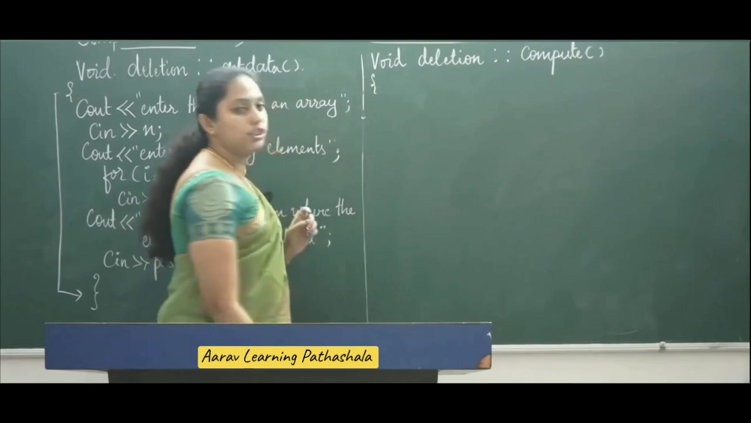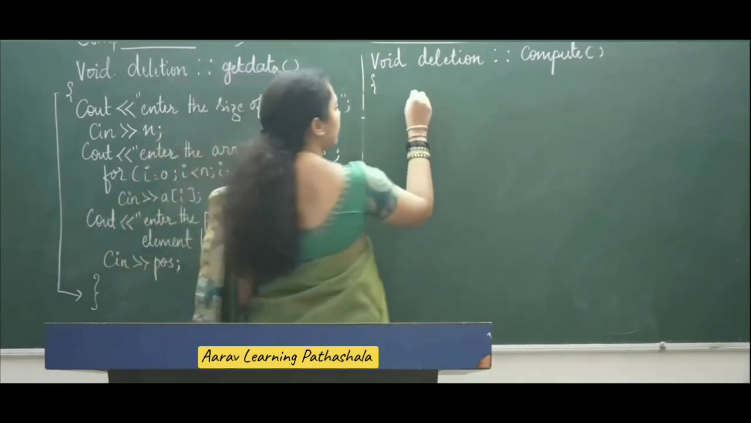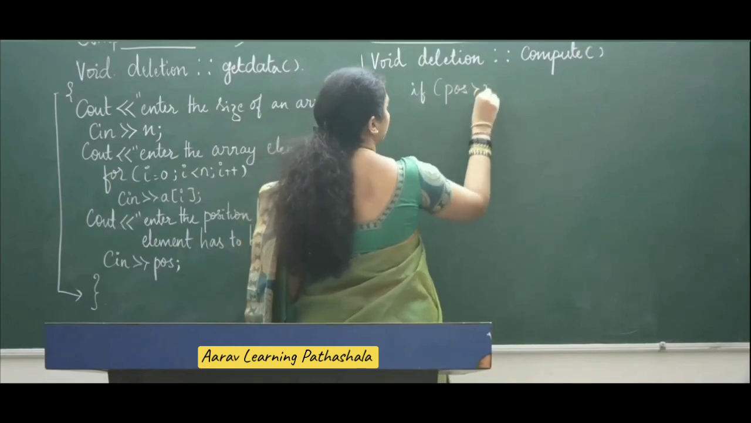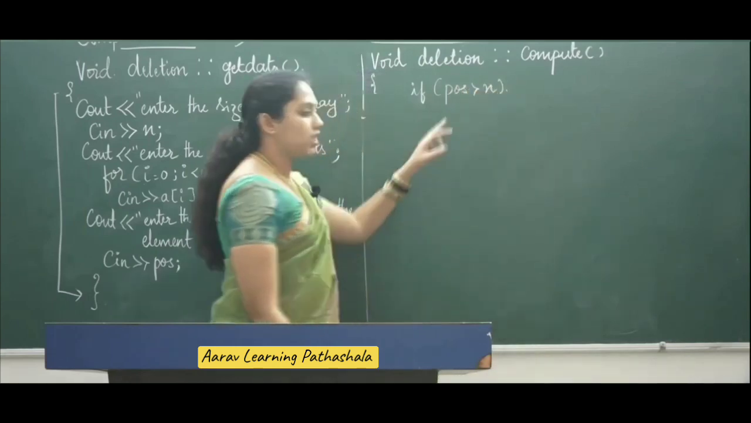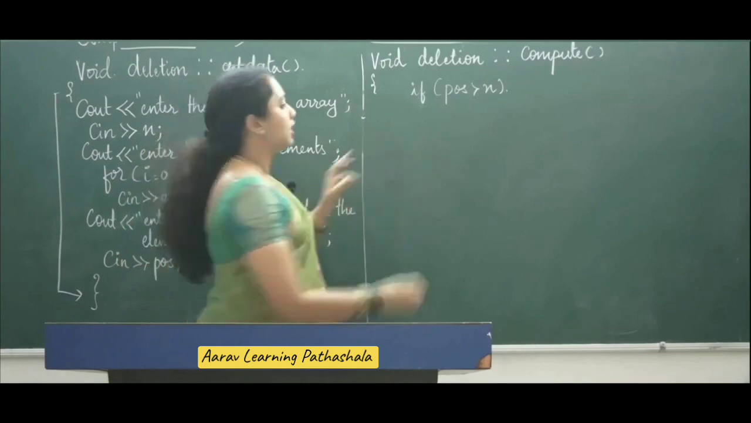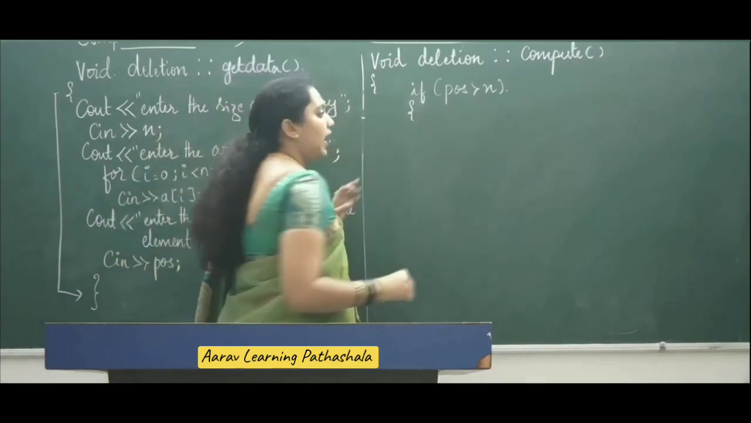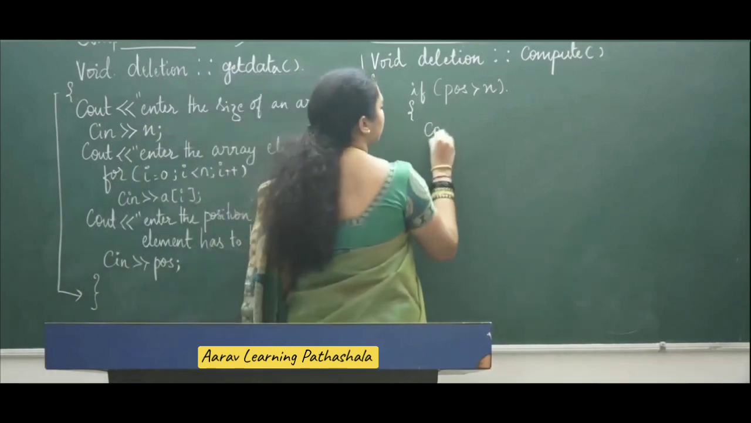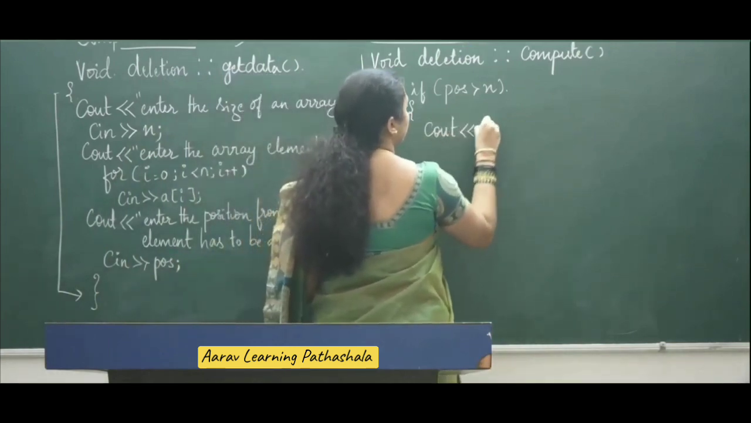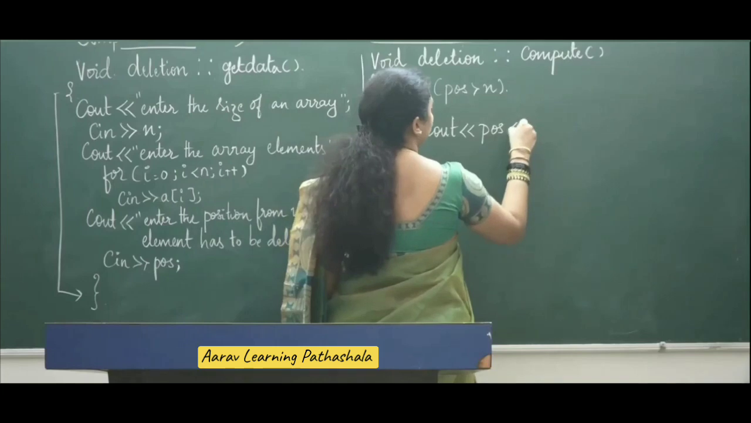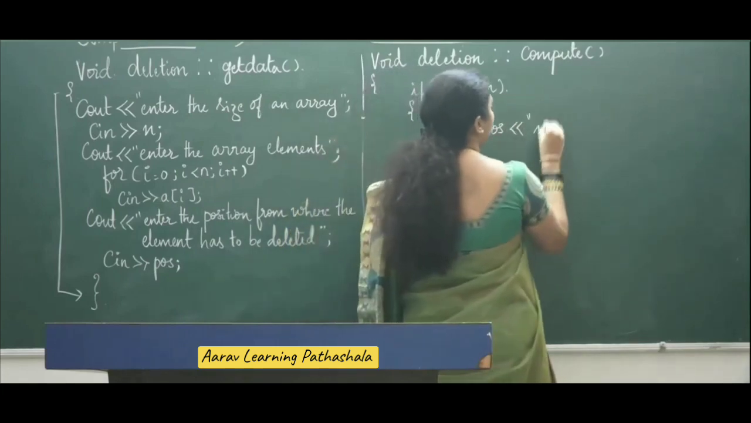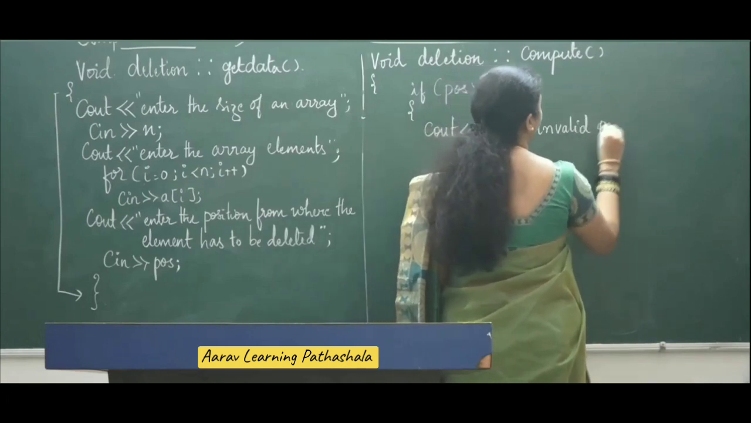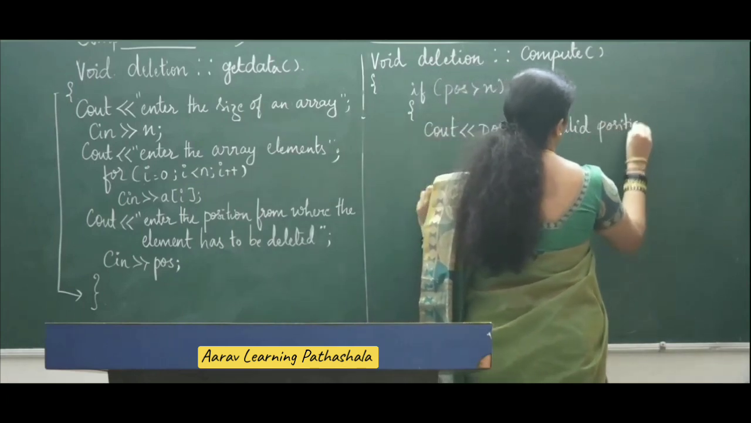So here we are checking for the condition. What is the condition? If position is greater than n. If the position is greater than n, we cannot delete an element from that position. So what we have to do? We have to print the position is invalid position. Invalid position.